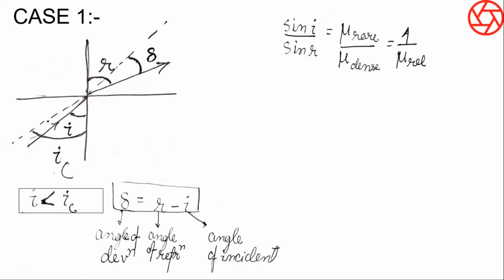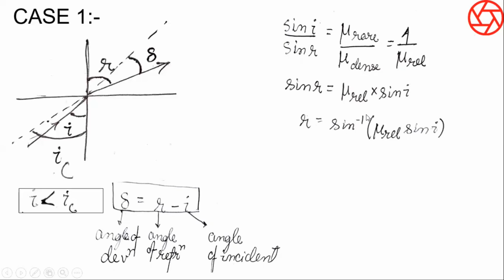Now you can simply use Snell's law, that is sine i by sine r is equal to the refractive index of the rarer medium divided by the refractive index of the denser medium, which is also equivalent to 1 by mu relative, and you can easily understand what mu relative is if we are considering the rarer medium to be A. Now simplifying it further, sine r taken to this side would be equivalent to mu relative into sine i. Now taking sine inverse on either side would give you r equal to sine inverse of mu relative sine i.